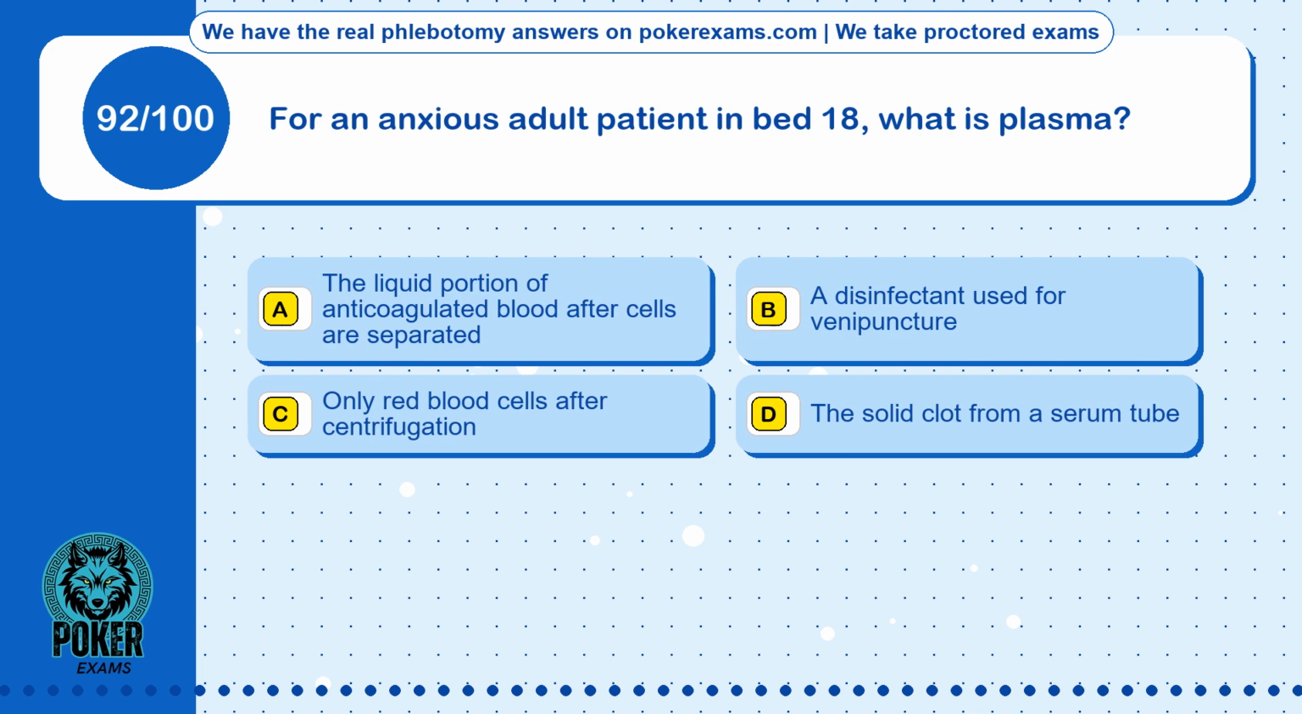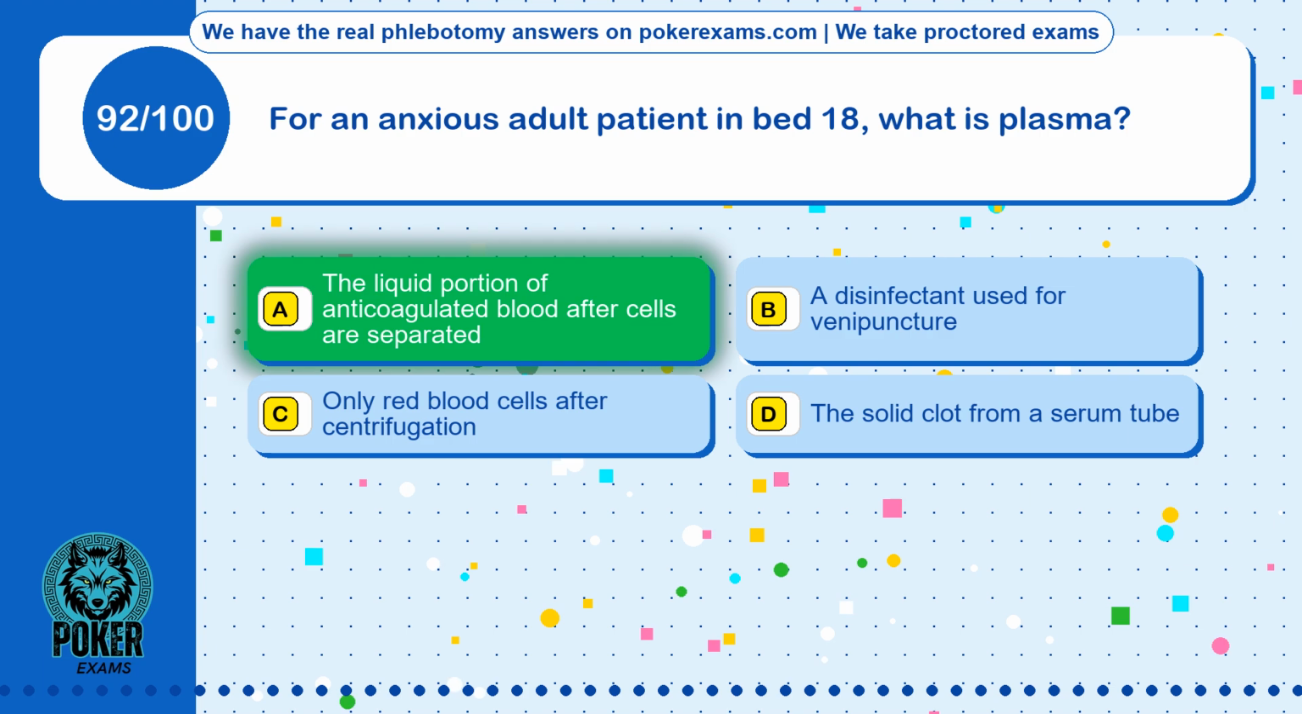Question 92. For an anxious adult patient in bed 18, what is plasma? Option A. The liquid portion of anticoagulated blood after cells are separated. Option B. A disinfectant used for venipuncture. Option C. Only red blood cells after centrifugation. Option D. The solid clot from a serum tube.